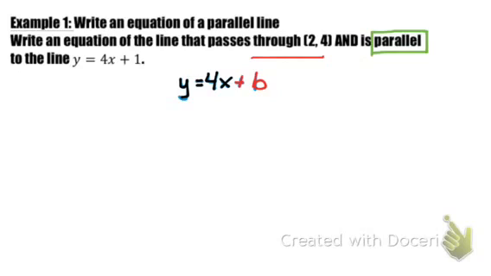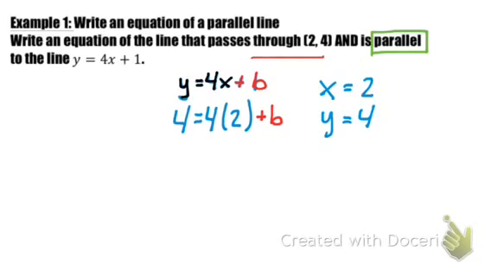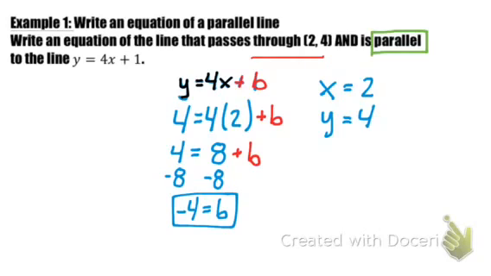So with the point 2, 4, my x is going to be 2 and my y is going to be 4. When I substitute my values in, I can find my y-intercept from there. I substitute my 4 in for y and my 2 in for x, and I still have my plus b. From here you're solving for b. You're trying to figure out what your y-intercept is going to be. So if I simplify the equation, 4 equals 8 plus b, subtract 8 from both sides, and now my new y-intercept is negative 4. So the line that is parallel to the given line and passes through 2, 4 has a y-intercept of negative 4.